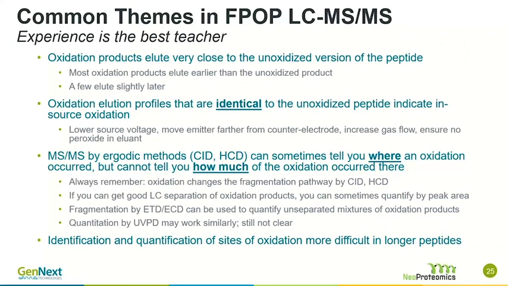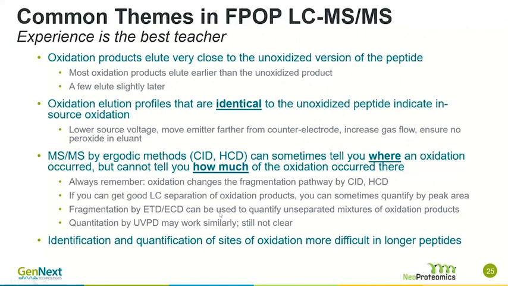And that's because whenever you oxidize a peptide, that site of oxidation is going to change the fragmentation pathway when you fragment by CID or HCD. So if you get good LC separation of your oxidation products, you can sometimes quantify pretty well by peak area. But if you don't get good separation, or if you really need precise quantification at the residue level, CID and HCD are not going to get you there.